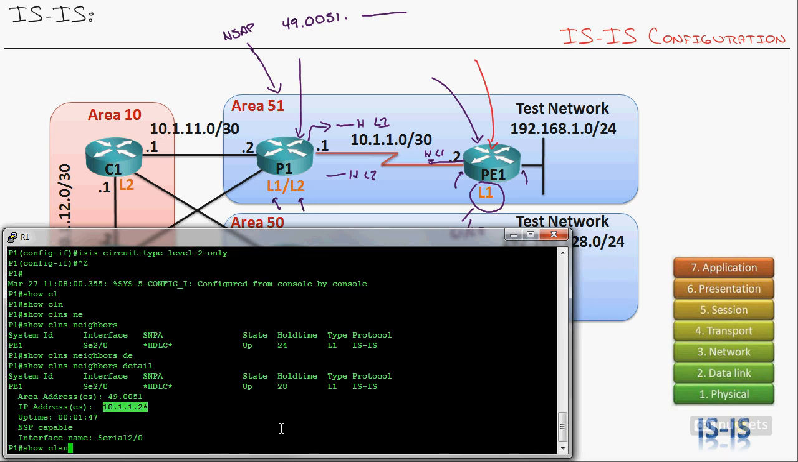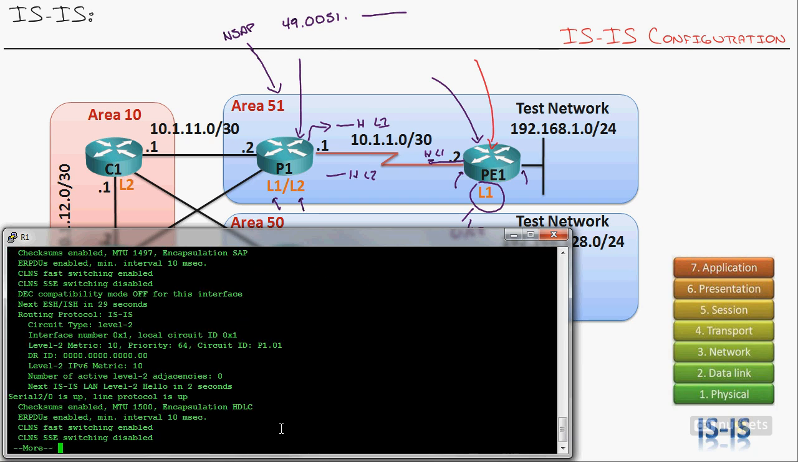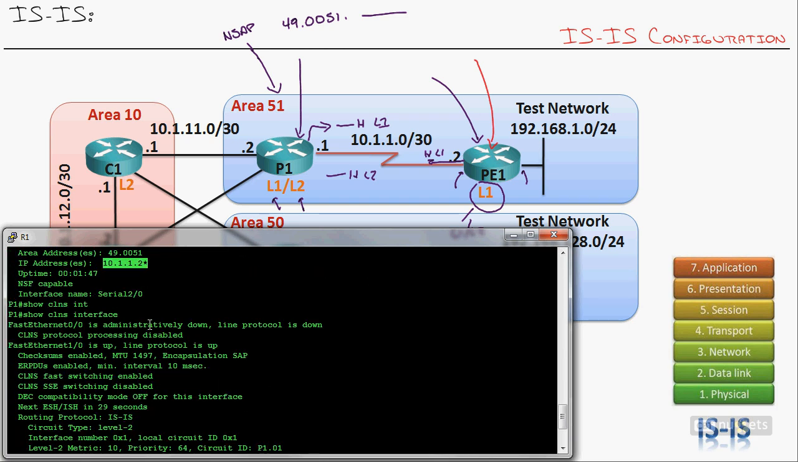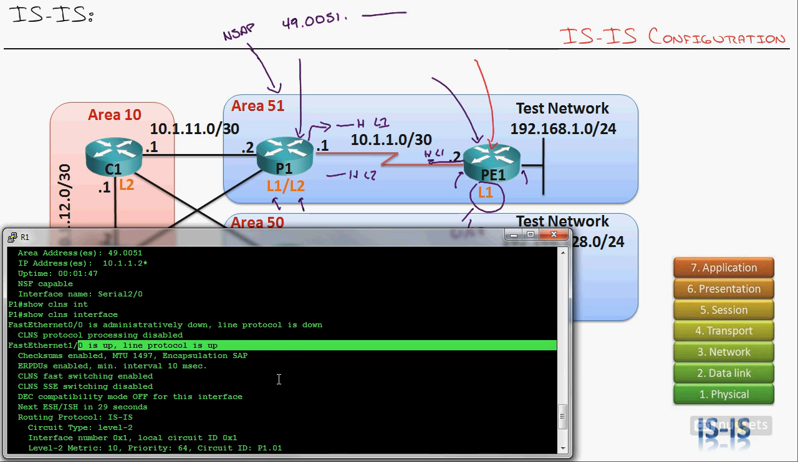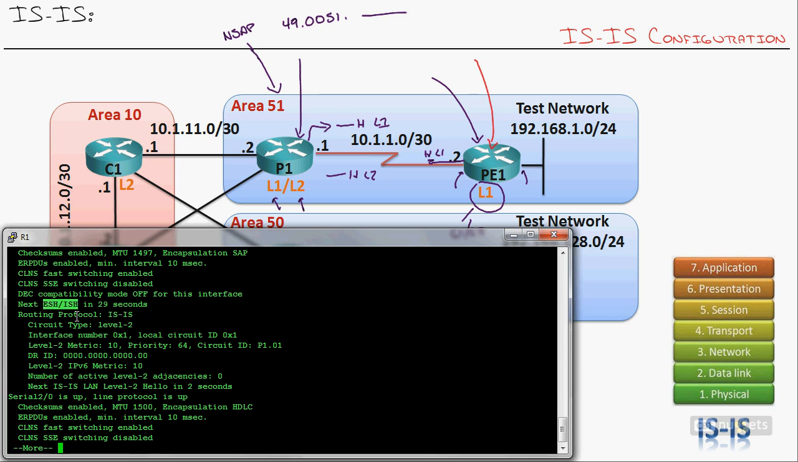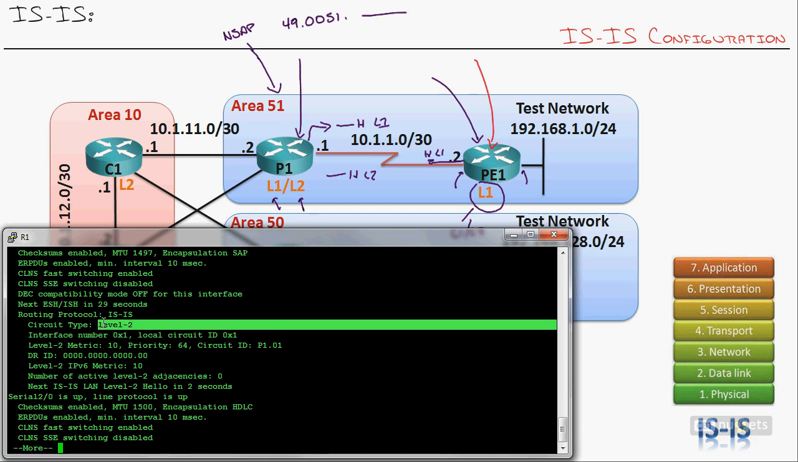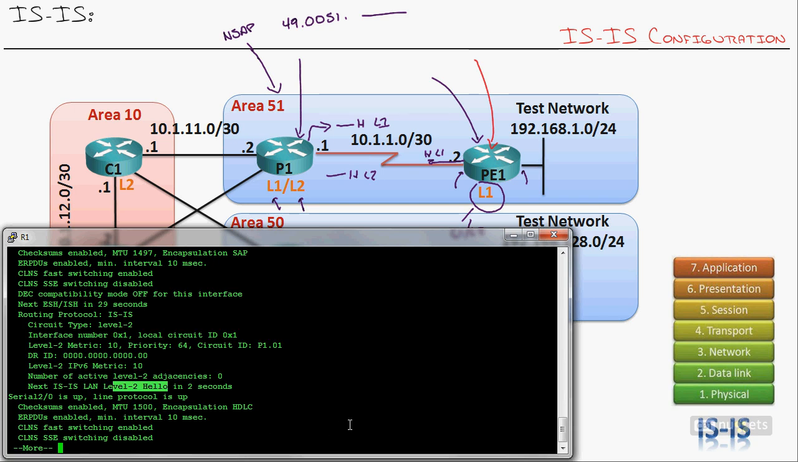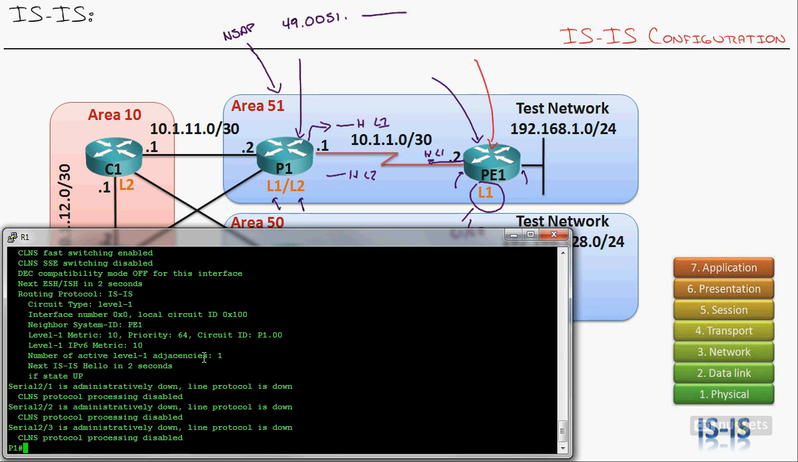How about show CLNS interface? See what interfaces are running ISIS here. And we can see fast Ethernet 0/0. Oh, I was like, that's a problem. Well, I'm not using that interface. It's down, right? Fast Ethernet 1/0 is up, and I can see going down here, it's sending a routing protocol ISIS. It's saying next, notice ESH or ISH, that's end system hello or intermediate system hello, due in 29 seconds. What kind of circuit it is? Pretty good, huh? I mean, without going line by line by line, you're getting the idea of this. Level 2 messages being sent out. It's good, right? Down here, I see this is a level 1 relationship only.